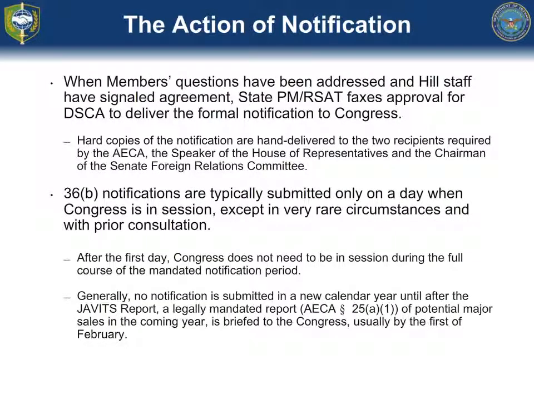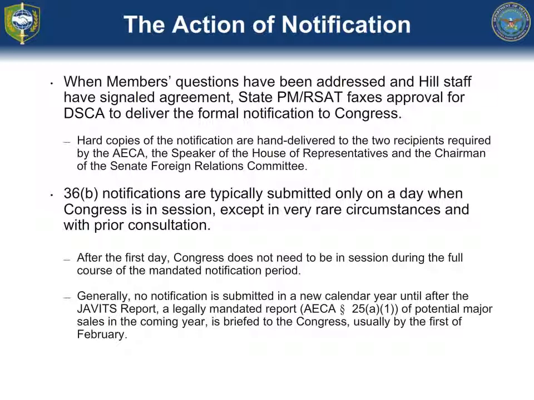So when members' questions have been addressed and Hill staff have signaled their agreement, PMRSAT faxes approval for DSCA to deliver the formal notification to Congress. Hard copies of this notification are hand-delivered to the 2 recipients required to get them by law, the Speaker of the House and the Chairman of the Senate Foreign Relations Committee.